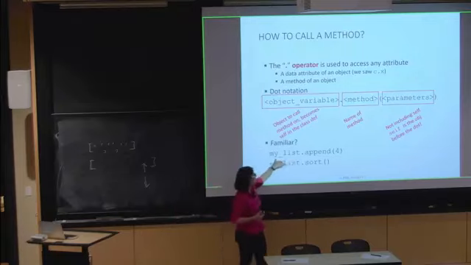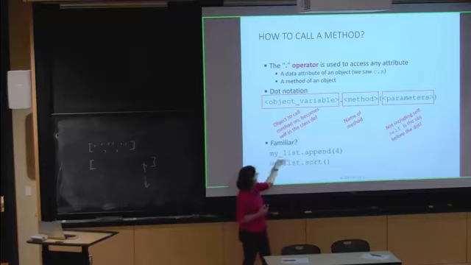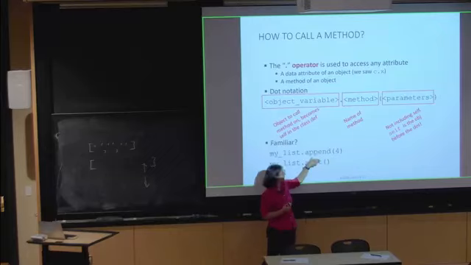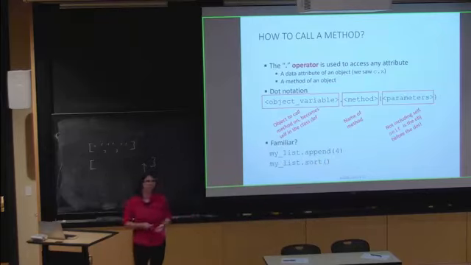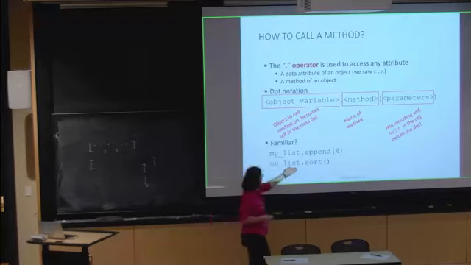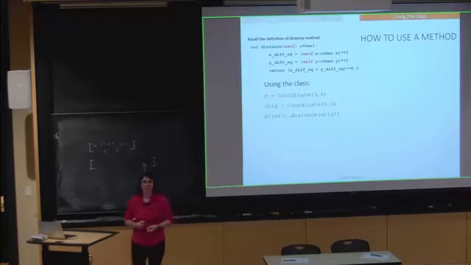The thing before the dot was the list I wanted to apply the function to, right? So my list is the name of a list variable. I wanted to apply the function append, and it happened to take an integer as a parameter. Same with sort here, which is another one, but this one didn't take any parameters. But it's the same idea, the dot notation.